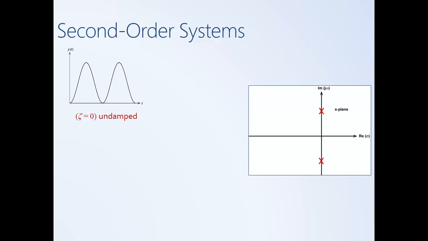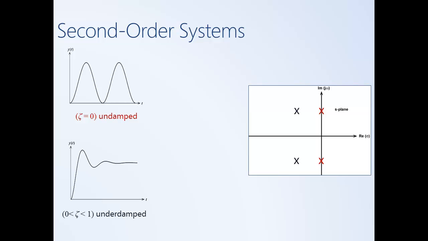So recall, when zeta is equal to 0, our poles are purely imaginary. So we have a real part equal to 0, but an imaginary portion plus or minus j omega n. And so our response oscillates without decaying. And you get a response that looks something like this. So with a step input, we have a constant plus a sinusoid, and we get this shape.